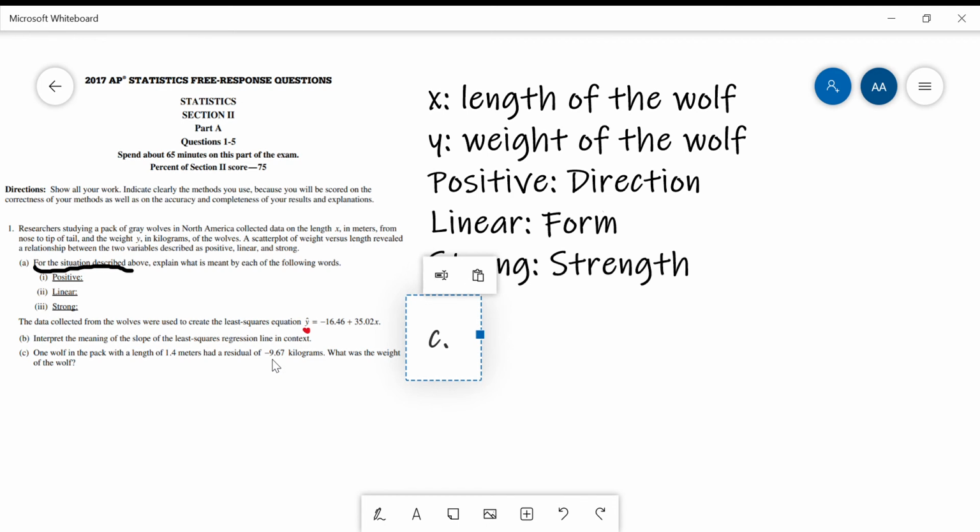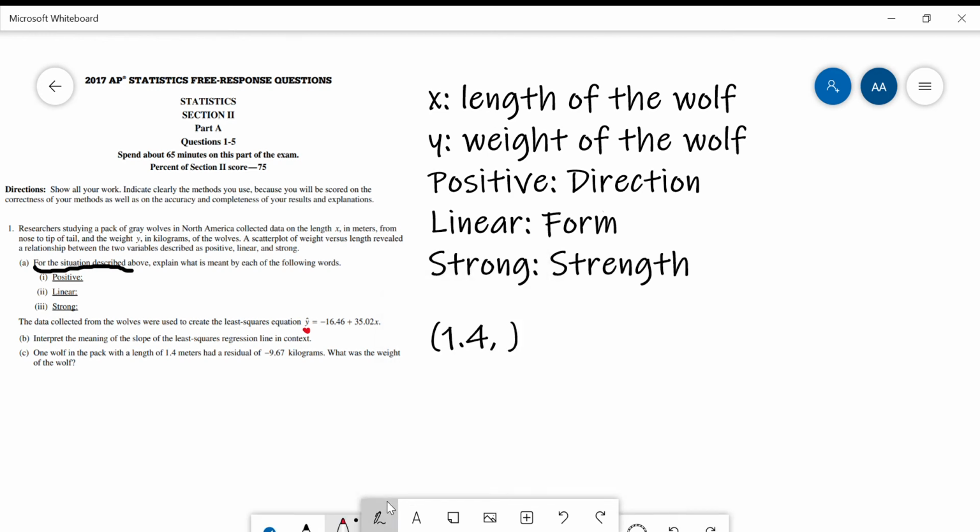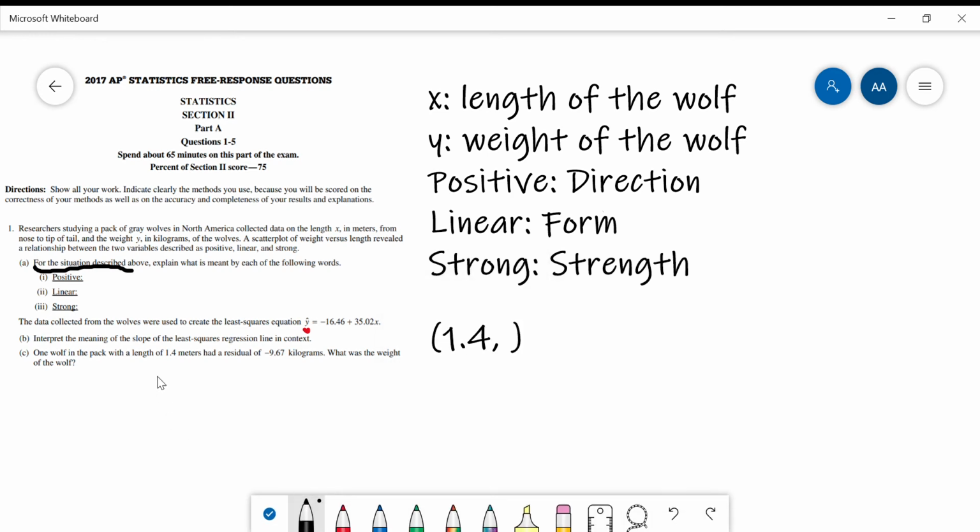So they're giving us a coordinate here. So let's get the information from here. 1.4 meters is x. Had a residual. Now, what is a residual? I'm hoping that you've heard this in your AP Stats class before. But let's say we have a scatter plot with a bunch of points. I'm not going to draw all the points. I'm going to draw one point in specific. Let's say we have a point here. And this is your line of best fit. The distance from there is your residual.